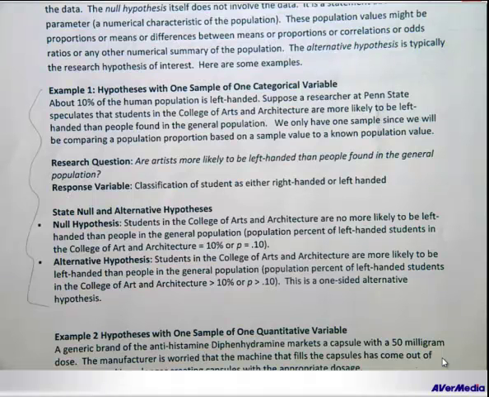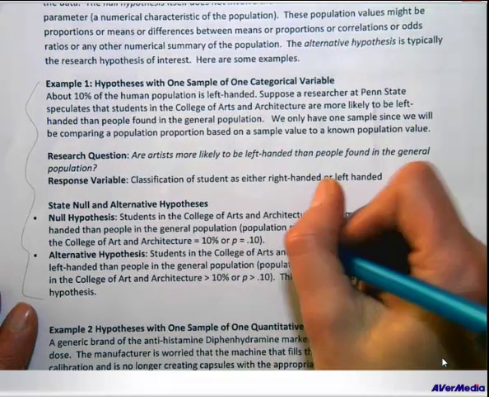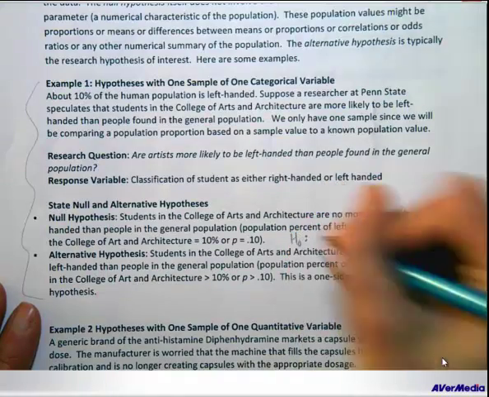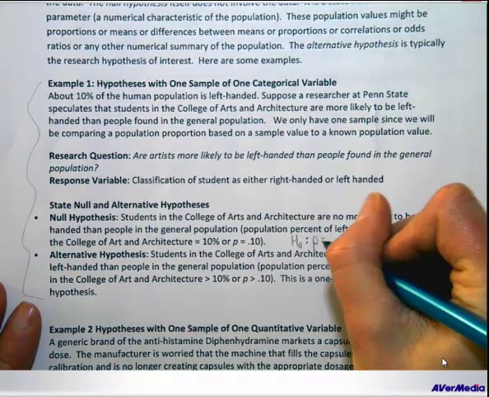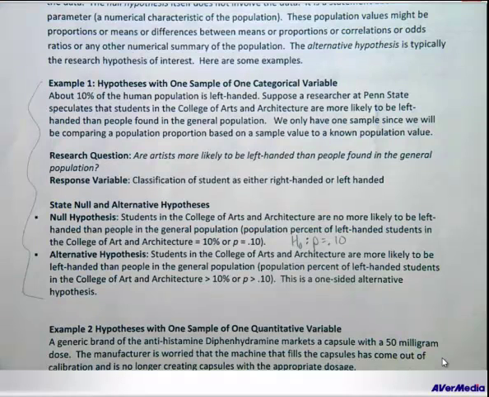But this is what's important to me. Can you state the null and alternative hypothesis? The null hypothesis is that P equals 0.10. 10% of the population is left-handed. That's the claim. But notice I used P because it's a proportion.